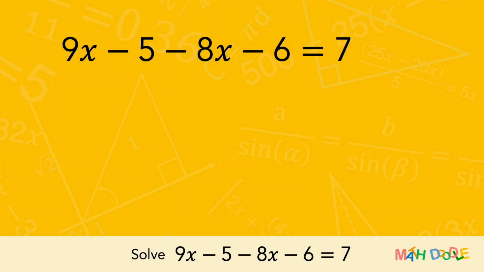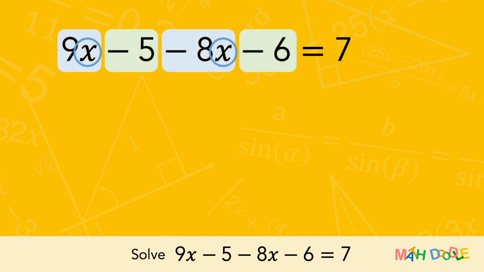Our goal in solving this equation is to find the value of x, which makes two sides of the equation equal. First, let's combine like terms on the left side of the equation. In other words, we are going to combine the terms with x, and also combine the terms without x.